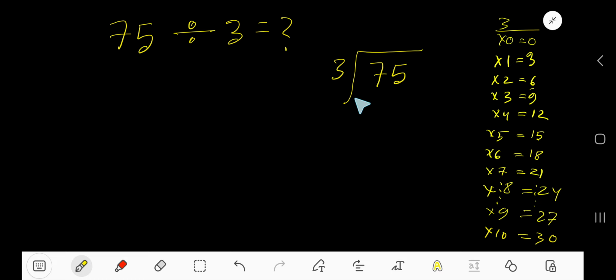This process will continue. 3 goes into 7 how many times? 3 times 2 is 6. Subtract: 7 minus 6 is 1. Bring down this 5.